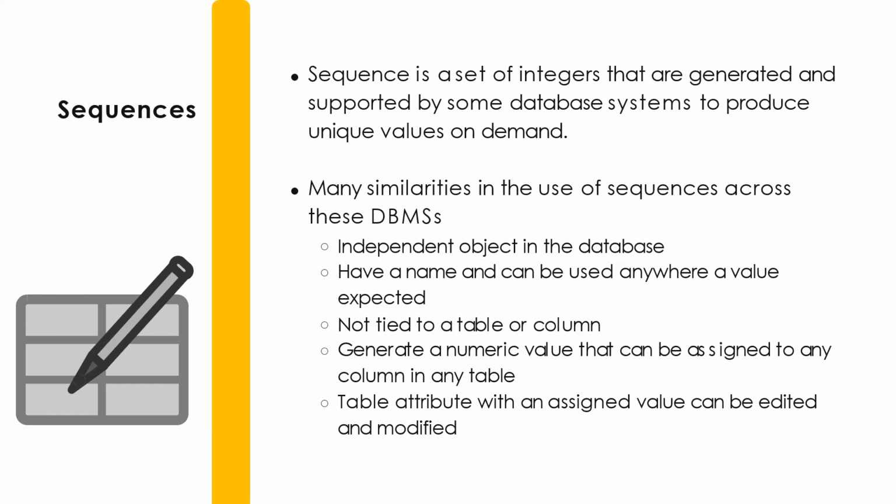One of which is that sequences are independent objects in a database, meaning they are not data objects or data types. Next, sequences have a name and can be used anywhere a value is expected. Also, sequences are not tied to a table or column. Sequences also generate a numeric value that can be assigned to any column in any table. And last, a table attribute with an assigned value can be edited and modified.